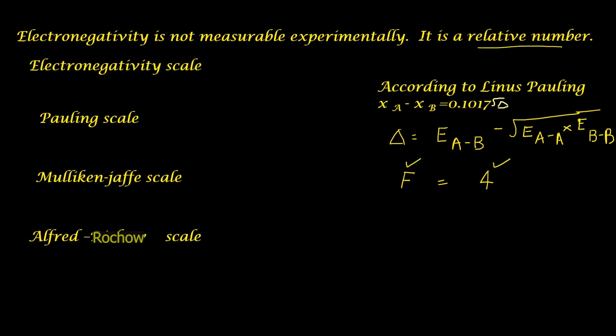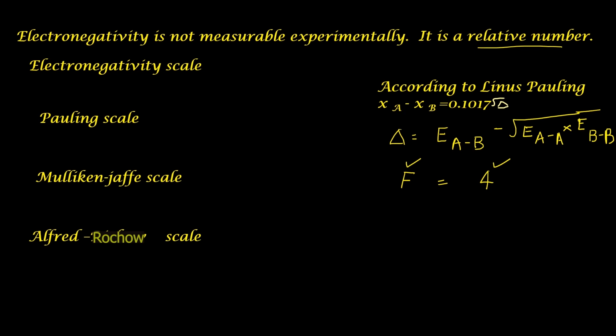Almost all books give the electronegativities of the representative elements as per the Pauling scale. I have not included that in this video. So now you know why it is a relative number.